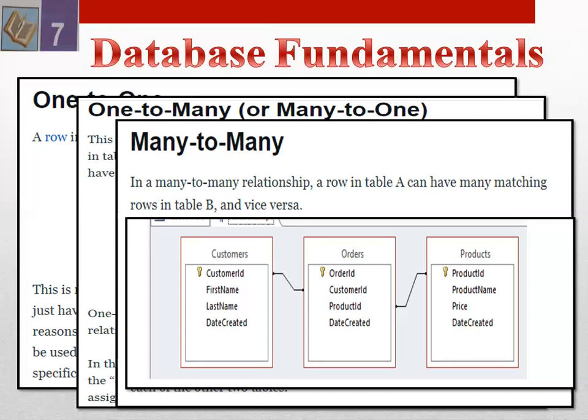In a many to many relationship, a row in table A can have many matching rows in table B, and it can return many records from the main table. There are some other examples of many to many relationship, like many students study many courses, and many readers read many books. So these are examples of many to many relationship.